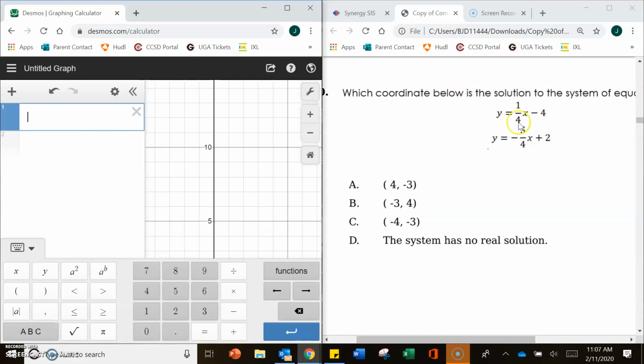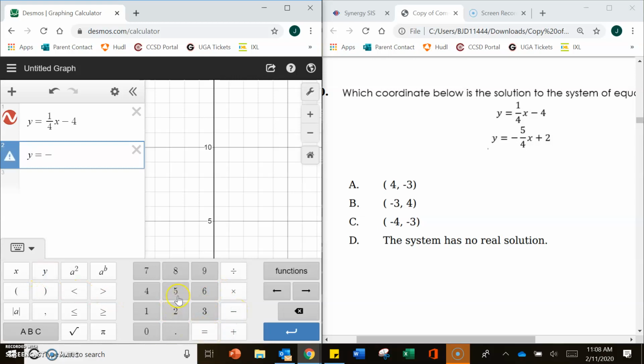So when I type that in, I'm going to type in the top one first. Y equals, how do I do a fraction again in Desmos? Correct, hit the division sign. You can actually type in 1 and then hit division, and it creates the fraction for you. Okay, so minus 4. All right, the other one.